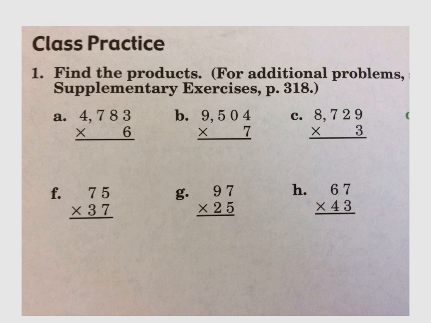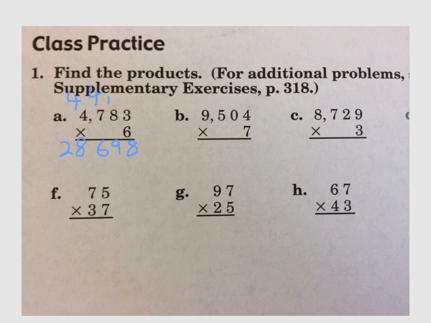6 times 3, we get 18. Put an 8 there. Carry a 1. 6 times 8 is 48, plus 1 is 49. Carry the 4. 6 times 7 is 42, plus 4 would be 46. Carry the 4. 6 times 4 is 24, plus 4 more is 28.